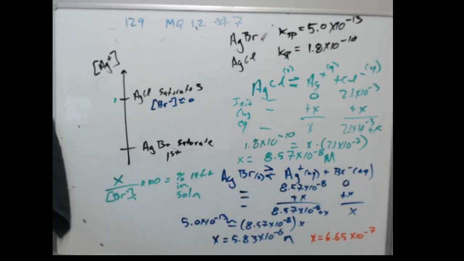So I set up an equilibrium table with some initial chloride concentration, because there was chloride in solution already. I solve for my x value, and my x value, my silver concentration, ends up being this really small value of 8.57 times 10 to the minus 8 molarity.